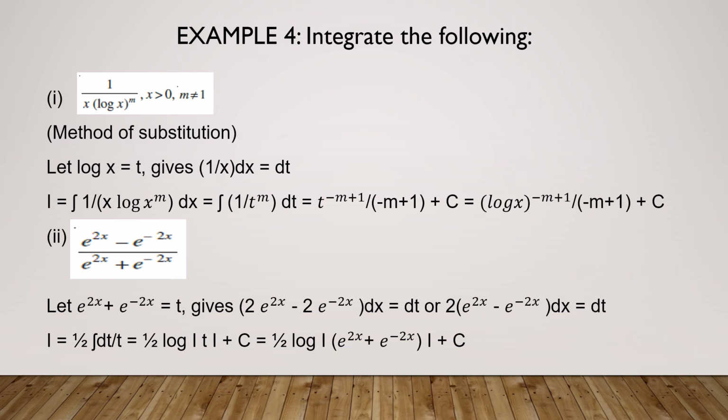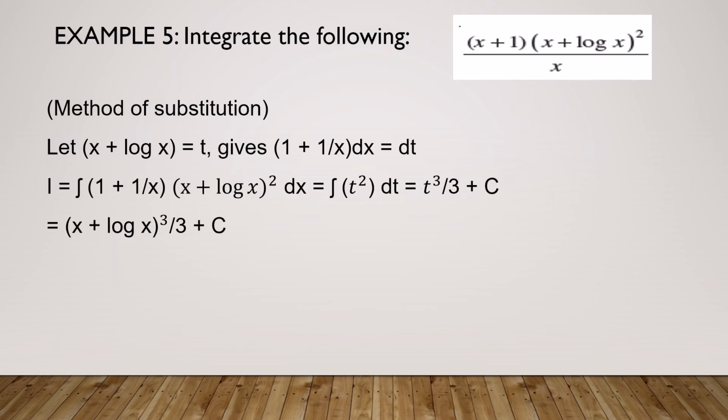So your original integral will now become half integral of dt by t. But you know 1 upon t integral is log mod t. So the answer is half log mod of t, which is e raised to 2x plus e raised to minus 2x plus c.